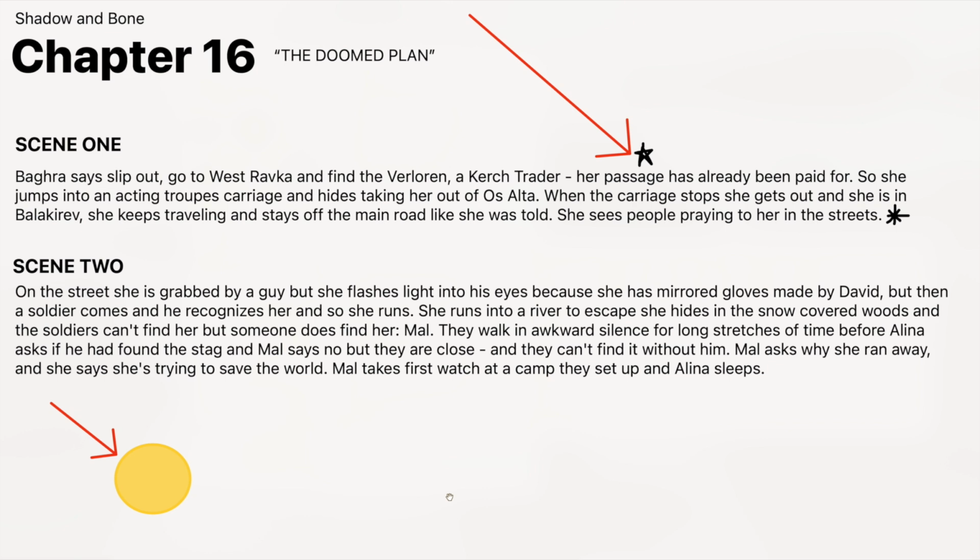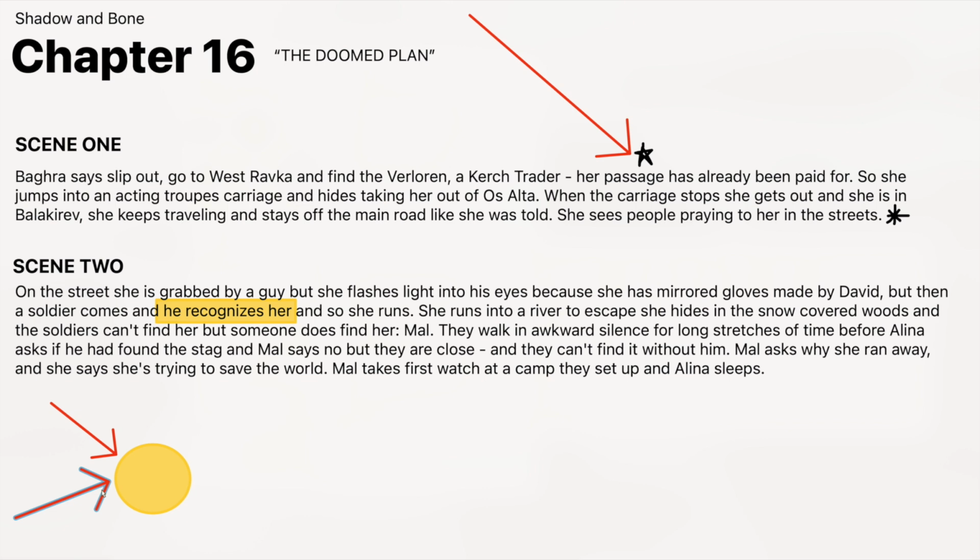But then a soldier comes and he recognizes her. He's like, wait a second, you're the Sun Summoner, and then she starts running. So this is another bad guy closing in. This was just a bad guy on the street, a soldier recognizing who she is. She runs into a river and escapes, and she hides.